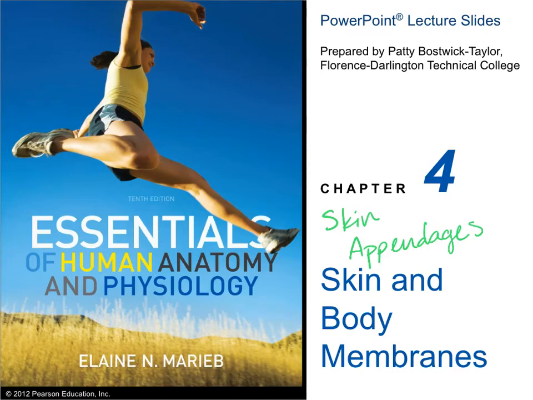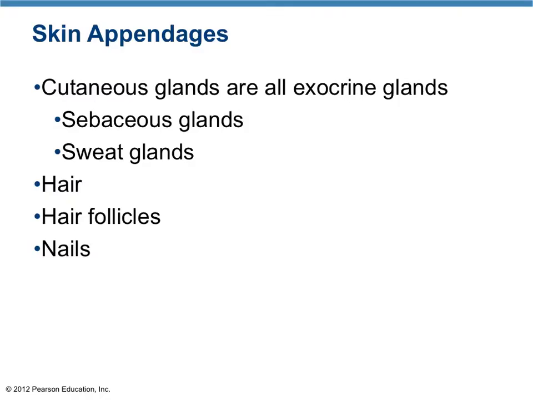Today we're going to talk about skin appendages. Some of the appendages that are on your skin include cutaneous glands, and those are all exocrine glands. Some of the glands that you find on your skin are sebaceous glands and sweat glands. You also have hair on your skin, hair follicles, and then nails that include fingernails and toenails.